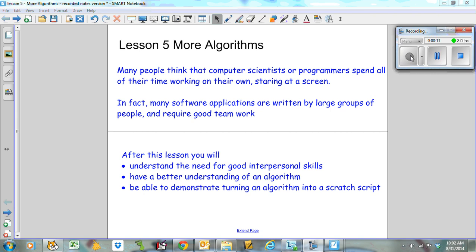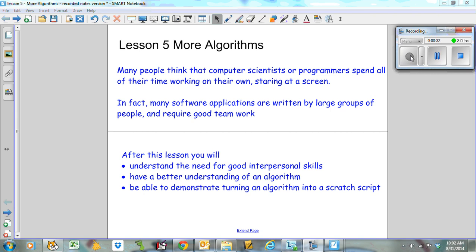Many people think that computer scientists or programmers spend all their time working on their own, staring at a screen. In fact, many software applications are written by large groups of people and require good teamwork. And that's something that we're going to be working towards as you progress through computer science grade 10, 11, 12, is trying to write larger and larger bits of code as a group.